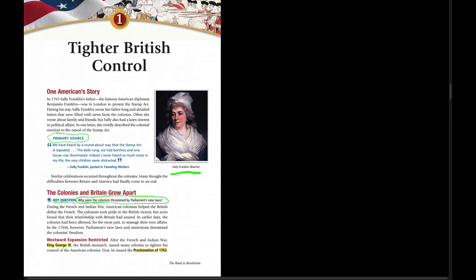During the French and Indian War, American colonists helped the British defeat the French. The colonists took pride in the British victory, but soon found that the relationship with Britain had soured. In earlier days, the colonists had been allowed, for the most part, to manage their own affairs. In the 1760s, however, Parliament's new laws and restrictions threatened the colonists' freedom.